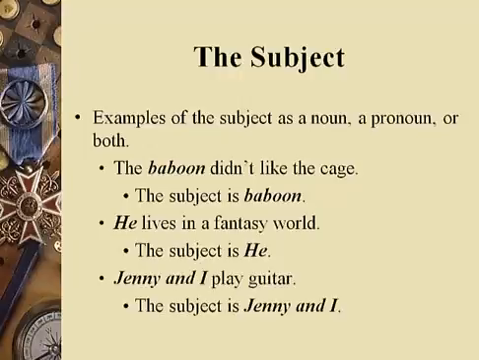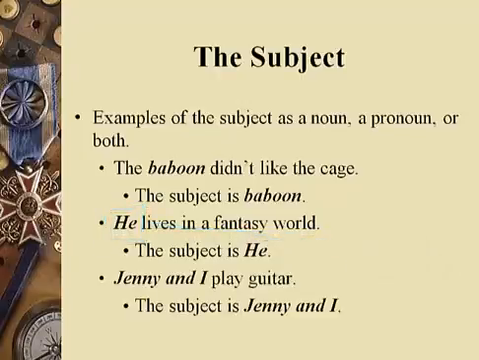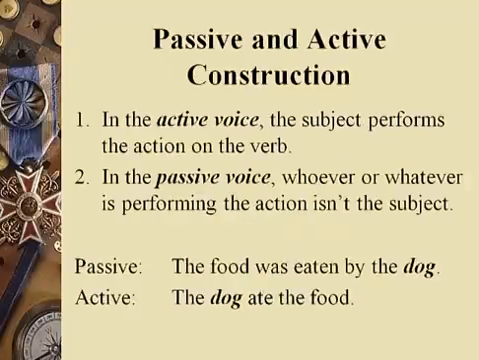The baboon didn't like the cage. You notice how baboon has a feeling about something: subject, verb. The function of pronouns, as in this case being the word he, is that pronouns operate as noun substitutes to reduce, more than anything else, repetitive words and phrasing. So pronouns are nice to have around. In this particular case, we just have, he lives in a fantasy world. And then in terms of the possibility of a subject being a combination of a noun and a pronoun, we have, Jenny and I play guitar. Jenny and I is the subject. And they're all performing actions. They're doing things.